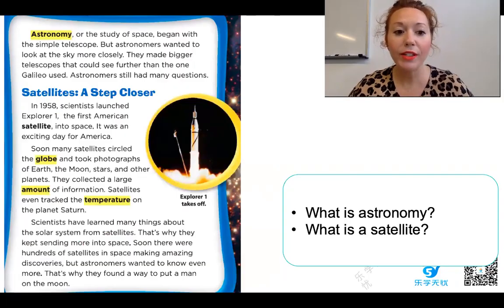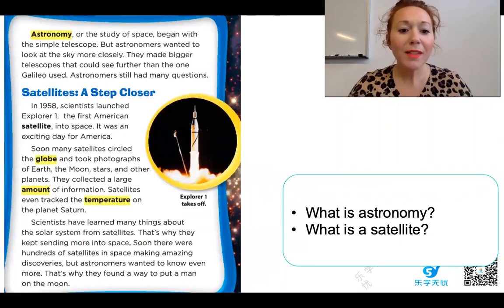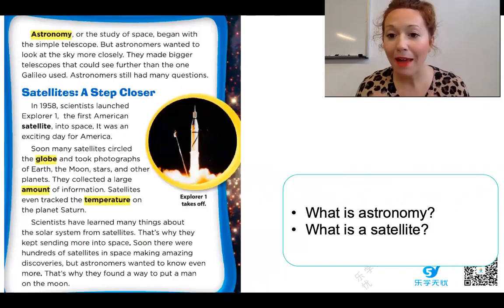Soon, there were hundreds of satellites in space, making amazing discoveries. But astronomers wanted to know even more. That's why they found a way to put a man on the moon.